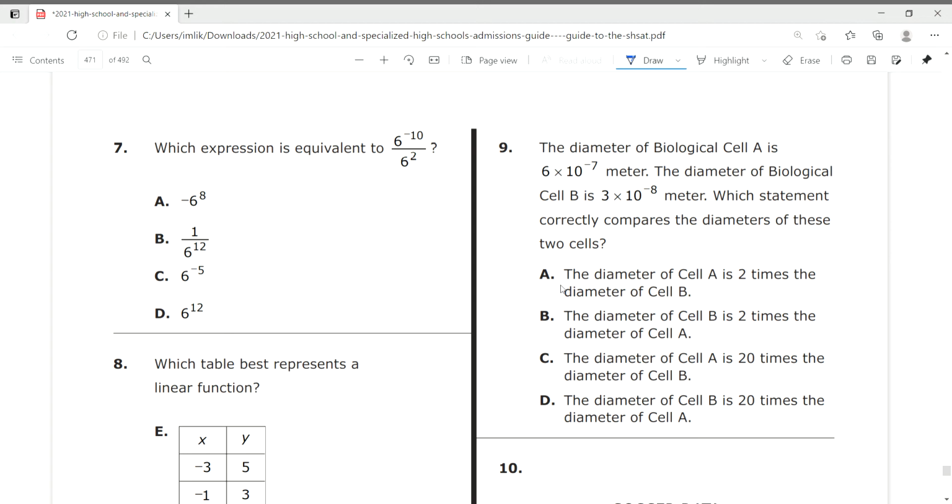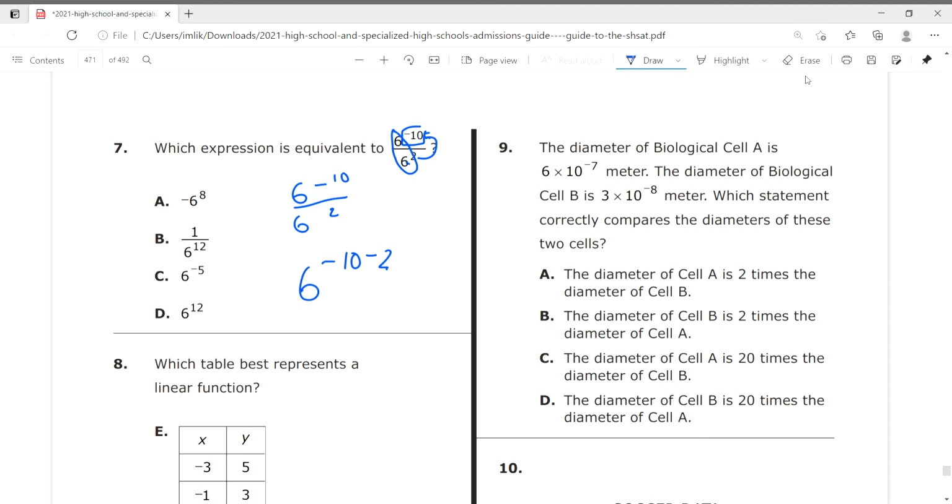exponent questions. Which expression is equivalent to 6 to the power of negative 10 over 6 to the power of 2? Whenever we have two exponents with the same base and we're dividing them, we can rewrite them. We can rewrite 6 to the power of negative 10 over 6 to the power of 2 as 6 to the power of negative 10 minus 2. Remember, whenever we have the same base, we just subtract their exponents. Our denominator comes after our numerator. So the numerator's exponent will always come first.